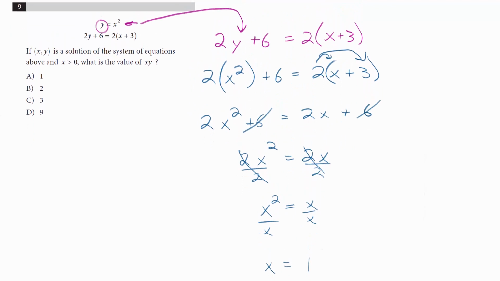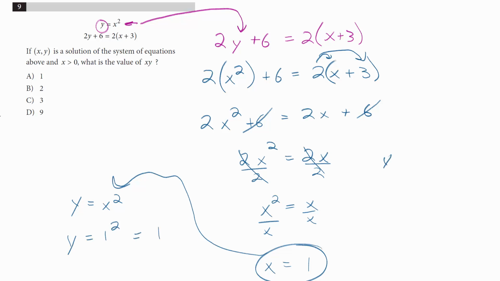And we can use this value and plug it into our first equation, y equals x squared. And if x equals 1, y equals 1 squared, which just equals 1. So y equals 1 and x equals 1.